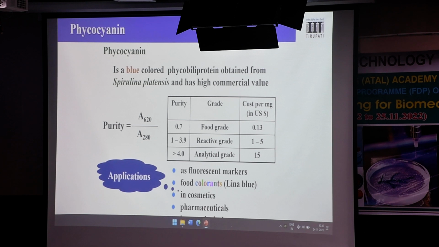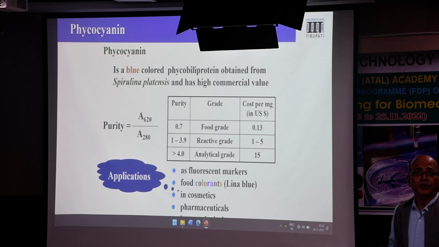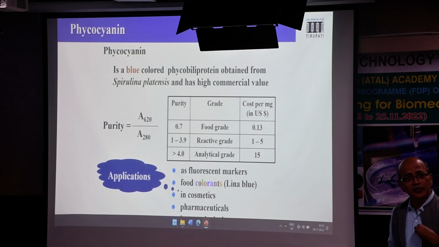For example, Gems, the blue color coating you see, that is phycocyanin. Lehar Pepsi, one product which was unsuccessfully launched by Pepsi, that was blue. And many of the ice creams will have this. Because it's a nutraceutical compound, it's not a food colorant. I consume it more for its biomedical value.